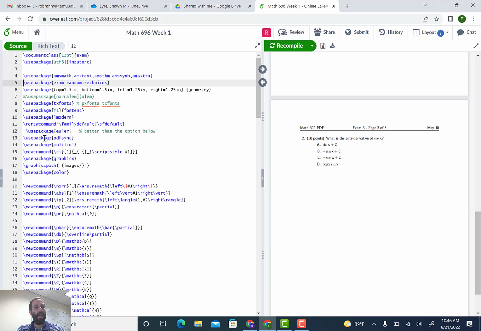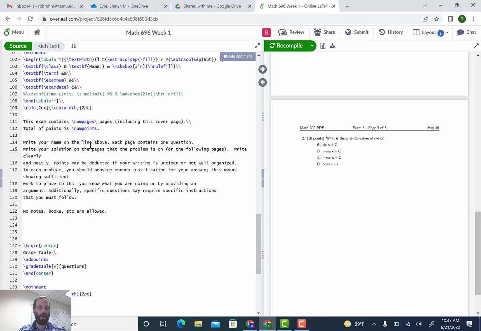Another problem is that if you want to have multiple copies of the exam so that two students don't have the same exam or have the same answer choices, you have to go through and randomize that again. It just makes things more difficult than it needs to be, because randomizing answer choices is a task that a computer can do much better than we can. It's something a computer can do, so we should let the computer do it. And that's where the exam randomized choices package comes in.